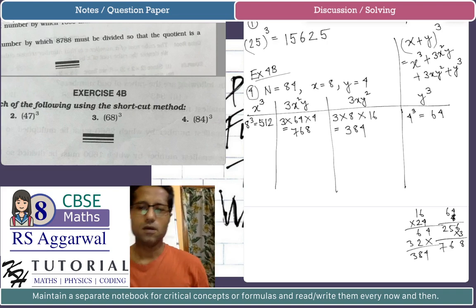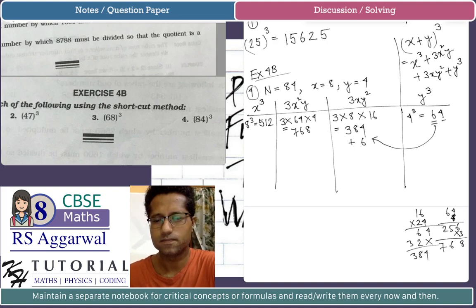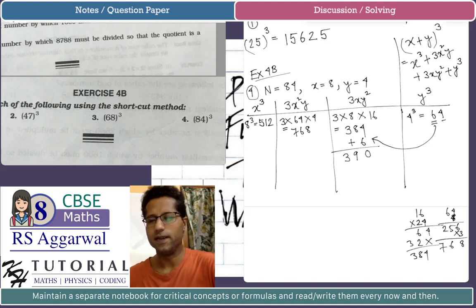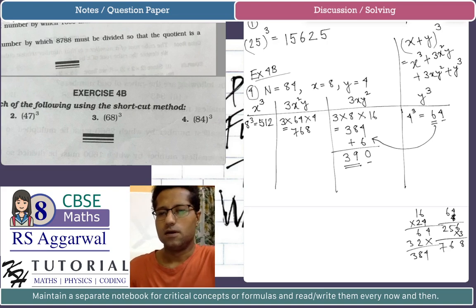I will start from the column y cube. I will mark the units digit, that is 4, and I will see if there are any other digits. I have 6, so I will mark that as well. Now the 6 has to be added with the value of the previous column, that is 384. So I will add 6, and the result is 390. In 390, I will mark the units digit, that is 0. It has more digits, so 39 now needs to be added to the previous column.